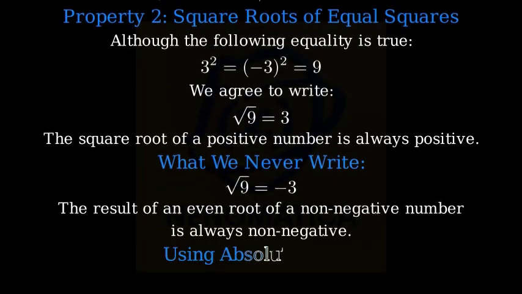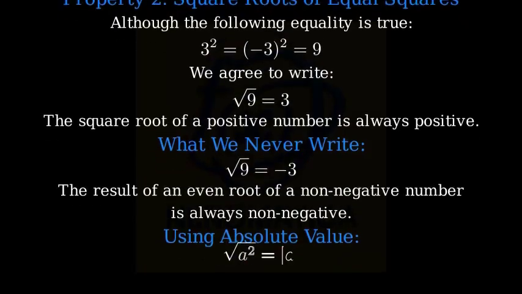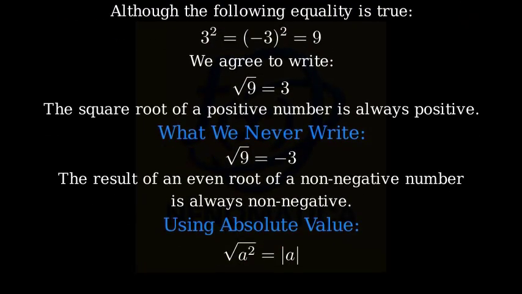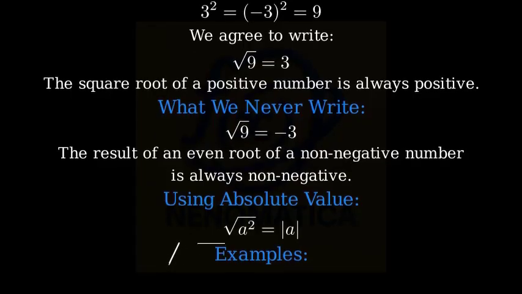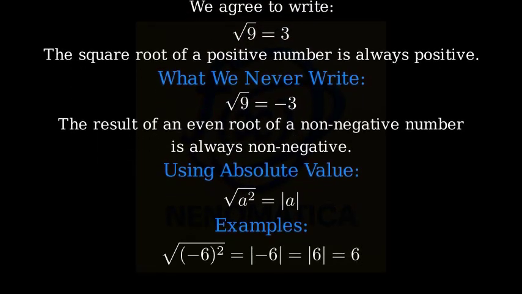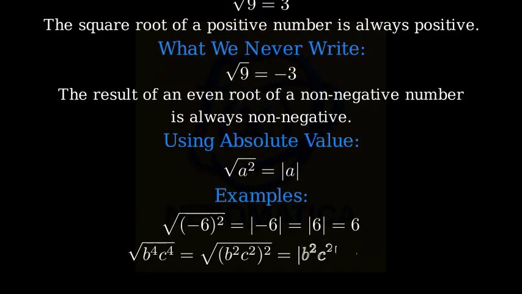To solve this problem, we use the concept of absolute value as follows. The square root of a squared equals the absolute value of a. Let's look at some examples of this concept in action. First, the square root of (-6) squared equals the absolute value of -6, which equals the absolute value of 6, which equals 6.